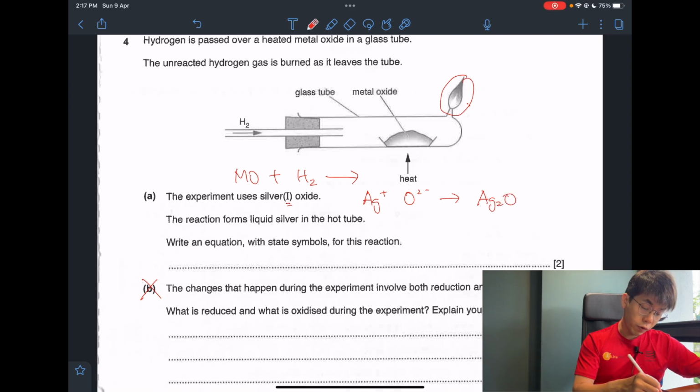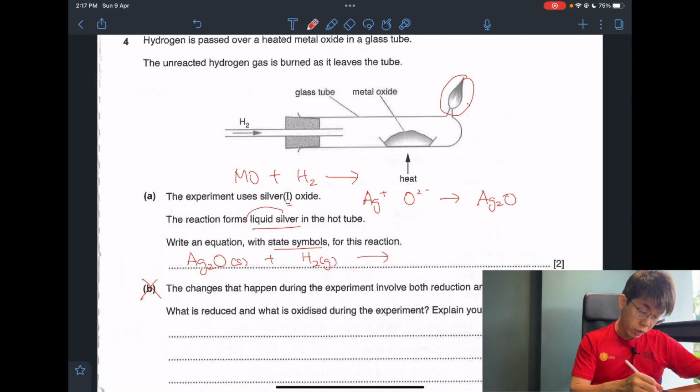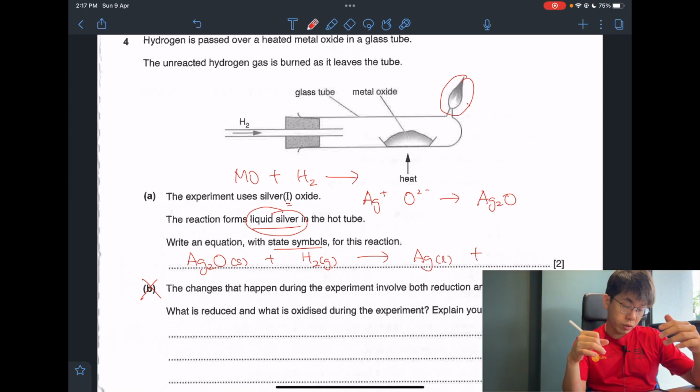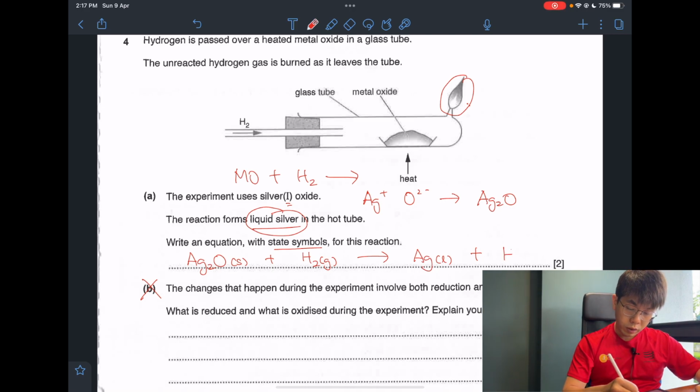And the reaction forms liquid silver, so I need to write it with state symbols. The silver oxide looks like a solid, so I write solid there. It reacts with hydrogen gas. Then reading the question, it produced liquid silver, so silver is Ag, and then liquid L. Because it's a displacement reaction, the hydrogen will displace the silver, so it will form H2O. And because it's quite hot, most likely the H2O would be a gas.